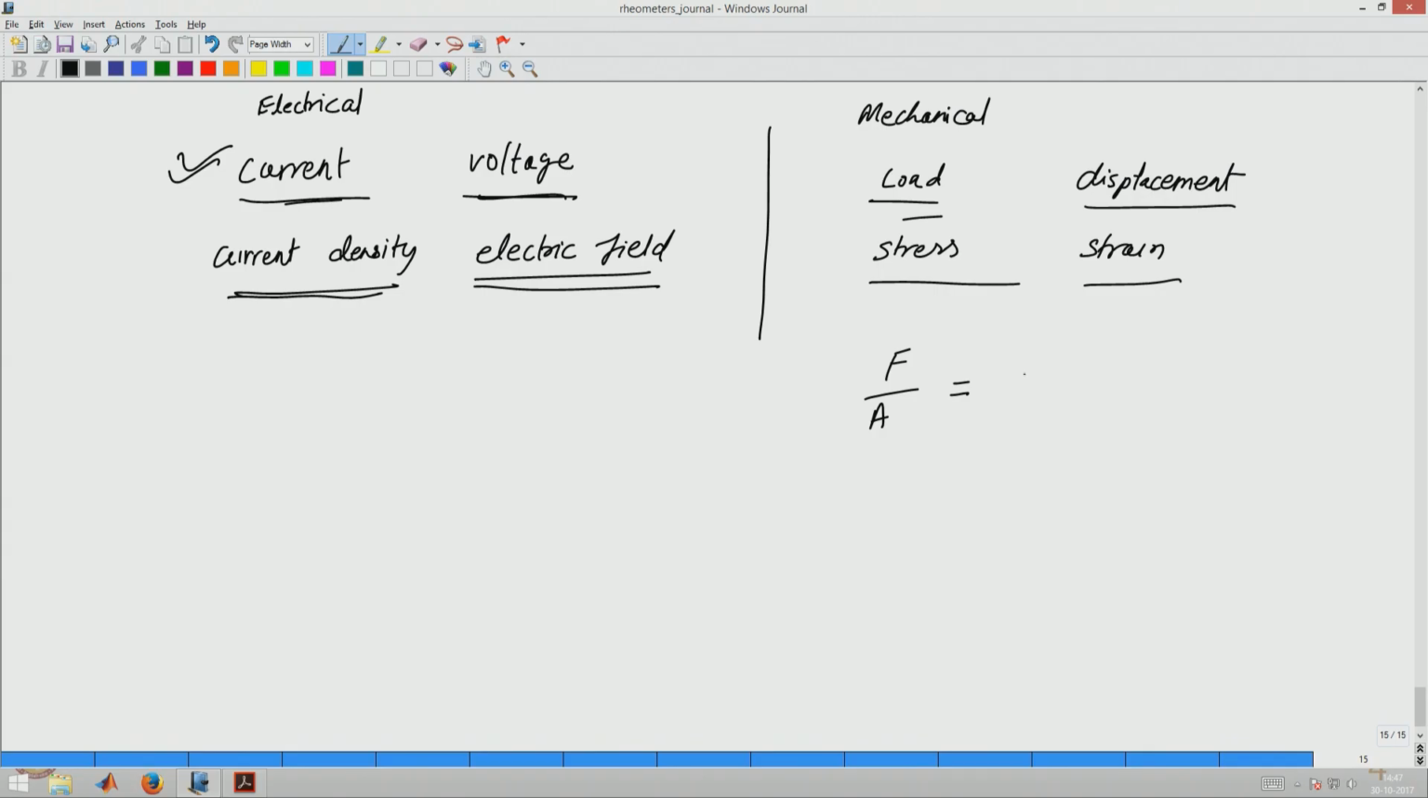So, if I use load and displacement and divide load by displacement, I will get a modulus, but that is not a material modulus, it depends on what size I use. Therefore, resistance is not really a material property, but resistivity is. Just the way modulus is a material property, but load by displacement will depend on the cross sectional area that I use, because let us say F by A will be equal to the Young's modulus, which we denote by E, into the displacement divided by original length. So, displacement divided by original length, this is how stress versus strain is.